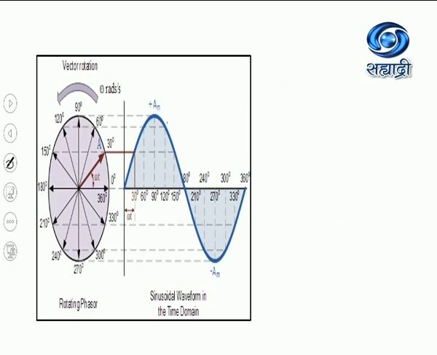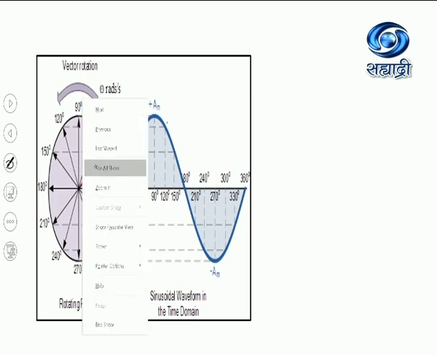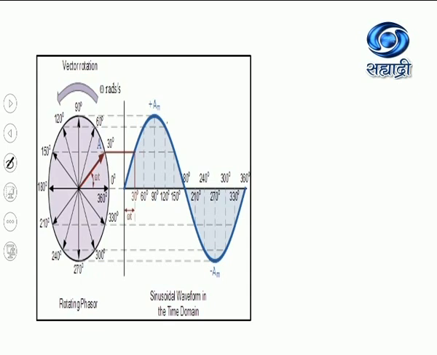Here we can see the diagram. The phasor is shown with the help of this red arrow, and the phase angle here is omega t. When this phasor rotates, it describes different angles, and when it comes back here, it will complete one rotation, or one cycle.